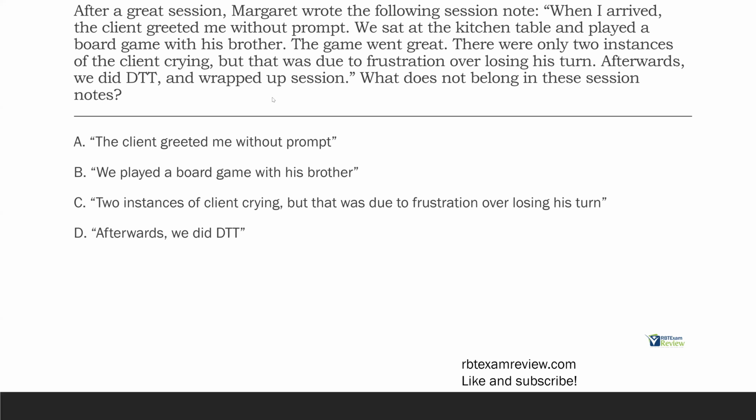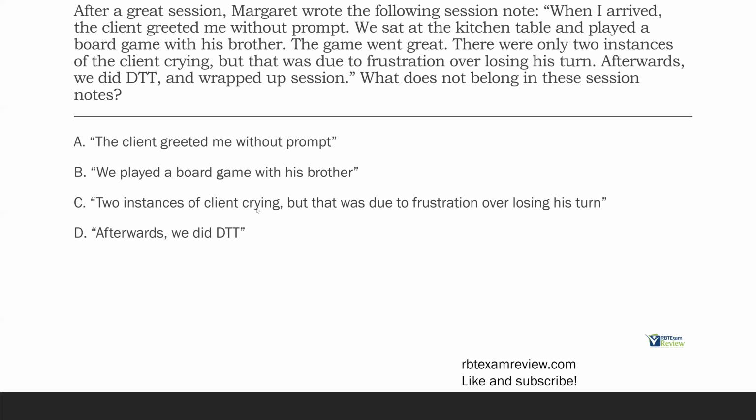Afterwards, we did the DTT and wrapped up session. Again, objective, no problems there. So really, the only things wrong, or what we might take out of these session notes, are the game went great or due to frustration. So let's see. A, the client greeted me without prompt. That's fine. It's actually pretty good, right? Because it seems like this might be a skill they're working on. And if the client greeted without prompt, that might be a good thing. So A is okay. B, we played a board game with his brother. Again, totally fine. Not giving your opinion, just saying what happened.